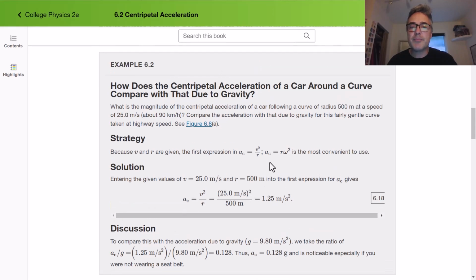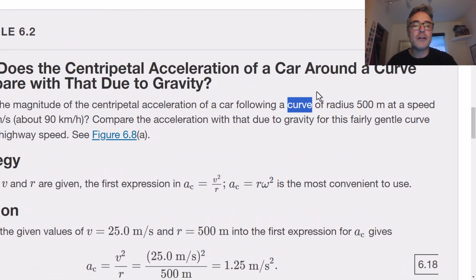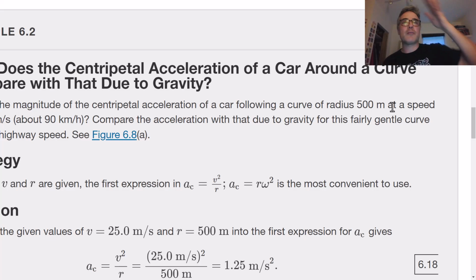And they give a nice example here of a car going around a curve of radius 500 meters at a speed of 25 meters per second. So you see this a lot, curve of radius. What they're saying is that anytime you're turning, you can model it as being part of a circular path. Even if you're not driving on a circular path, some portion of that path could be modeled with a circle that has some radius.